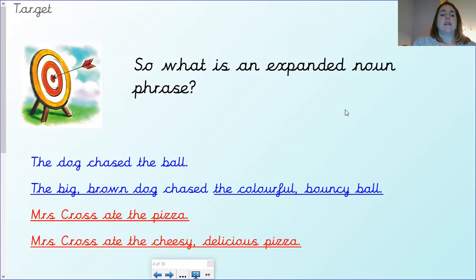Let's have a look at my second example. Mrs. Cross ate the pizza. Mrs. Cross and pizza are the nouns in this sentence. I have then rewritten the sentence and I've added an expanded noun phrase. Mrs. Cross ate the cheesy, delicious pizza.